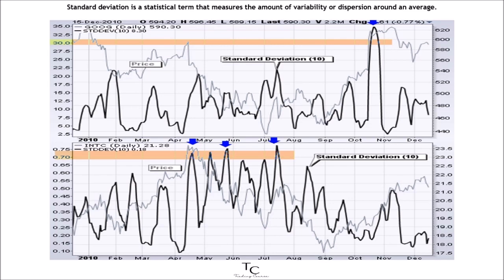Standard deviation is a statistical term that measures the amount of variability or dispersion around an average. Standard deviation is also a measure of volatility. Generally speaking, dispersion is the difference between the actual value and the average value. The larger this dispersion or variability is, the higher the standard deviation. The smaller this dispersion or variability is, the lower the standard deviation.